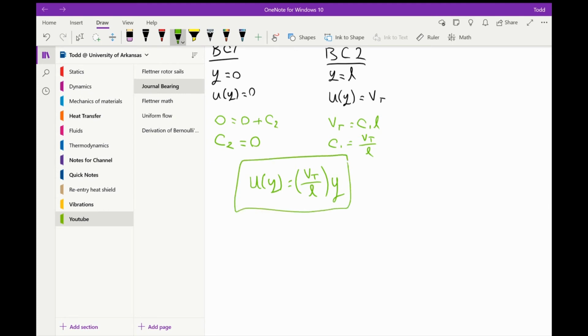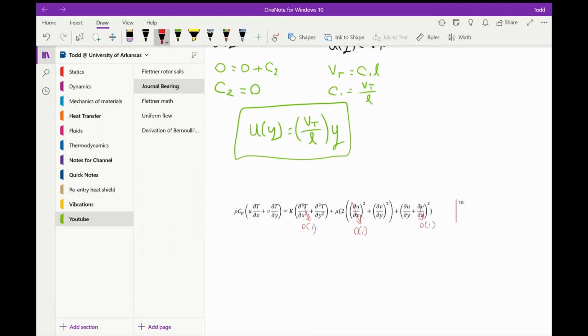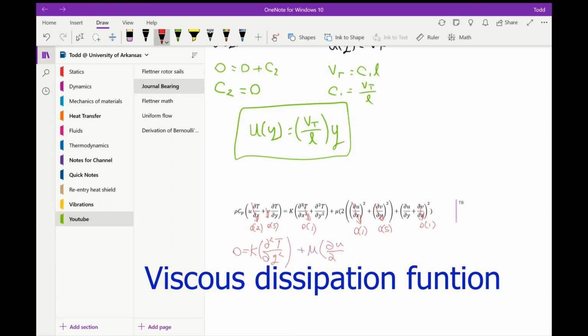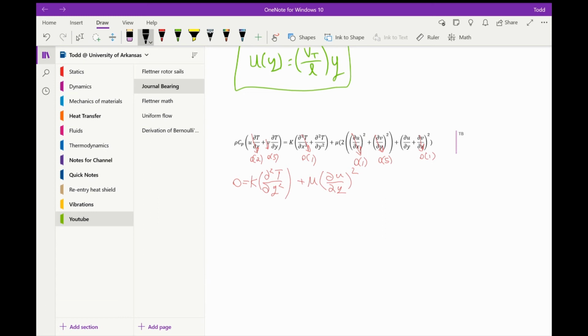Now that we have the velocity profile, we can go and find the temperature profile between the bounding surfaces using the conservation of energy equation. This equation of energy conservation might look a little bit different than you are used to. In this problem, we cannot ignore the viscous shear stresses, where the viscous dissipation function is provided at the end.